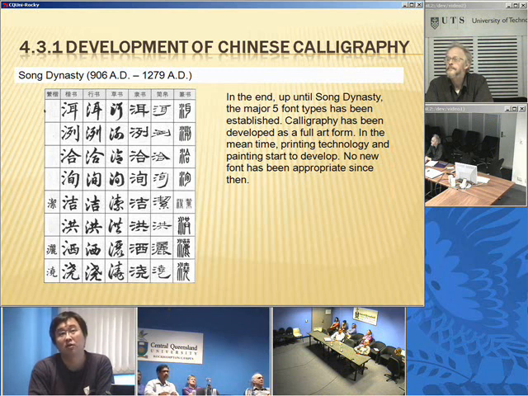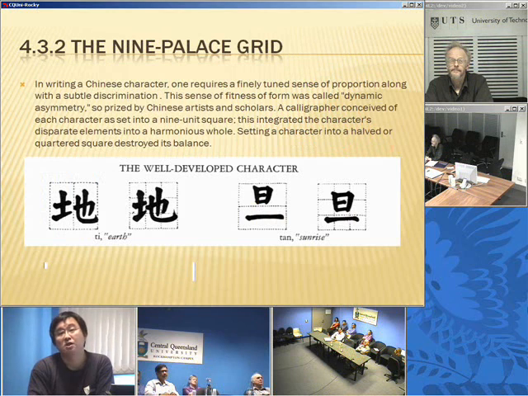Namely, there are regular script, running script, clerical script, cursive script and seal script. And since then, Chinese calligraphy became a fully developed form of art, and no new font has been invented. Maybe it's because printing technology had been invented, so there's no incentive to do that. And interestingly, that's the starting time when painting becomes a major art form among the intellectual circle. The writing of Chinese characters demands a very finely tuned sense of proportion along with some subtle discrimination. This sense of fitness of form was called dynamic asymmetry by some, so prized by Chinese artists and scholars.